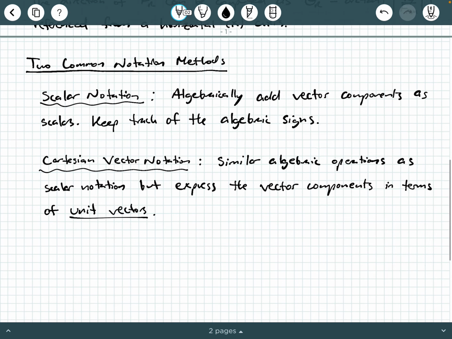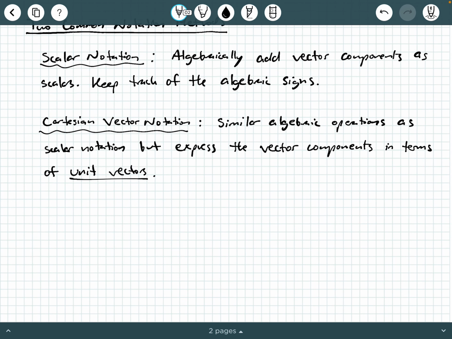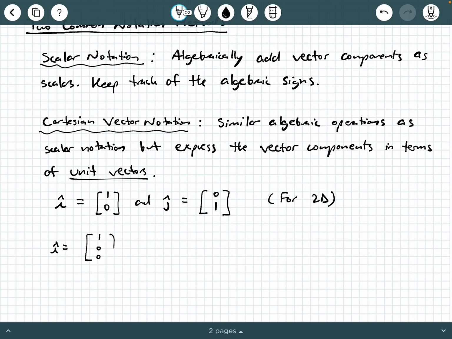Now, there are three common unit vectors that you may have seen in a math course or in a physics course, okay? We have the unit vector I, which is (1, 0), and J, which is (0, 1), okay? Now, that's for 2 dimensions, okay? For 2D. If you have a 3-dimensional vector, then you'll have I is (1, 0, 0), J is (0, 1, 0), and K is (0, 0, 1).